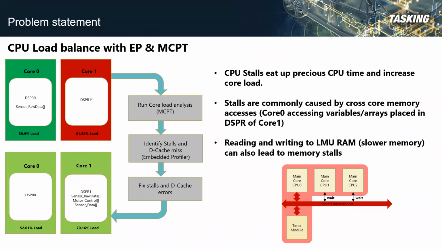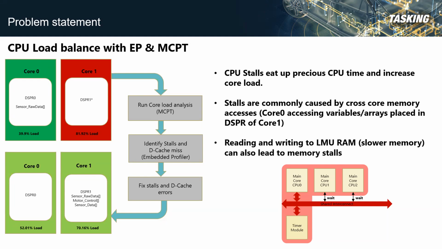So we ran the multi-core performance tool. What we saw in this tool is that core 1 is overloaded at 81%. So we need to optimize the code in order to meet the OEM requirement, which is 65%. Optimization is an iterative process, so it's a routine process. We need to keep on doing some kind of optimization.